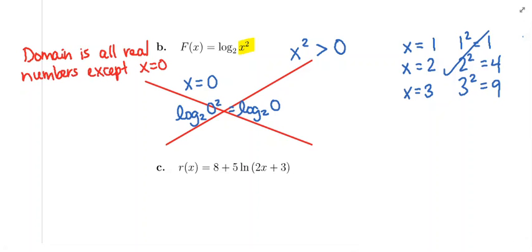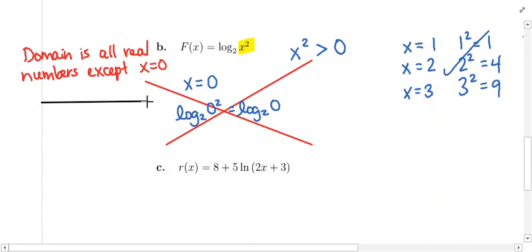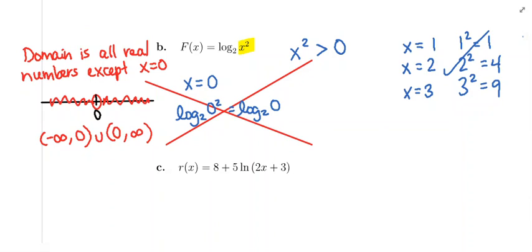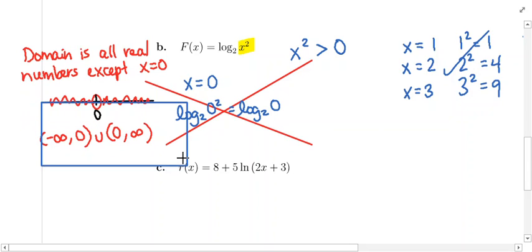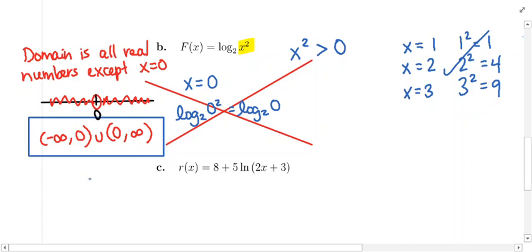Again, if you need to draw this out on a number line, here's your number line. X equals 0 is your bad spot. You want to exclude it with an open circle. Everything else is good. So the domain here is going to be, you can plug in x values from -infinity to 0, excluding 0. Those are the negative numbers. You can also plug in anything bigger than 0, not including 0. Those are the positive numbers. Because of your squaring x, you can plug in negative numbers as well as positive numbers. Just can't plug in 0.